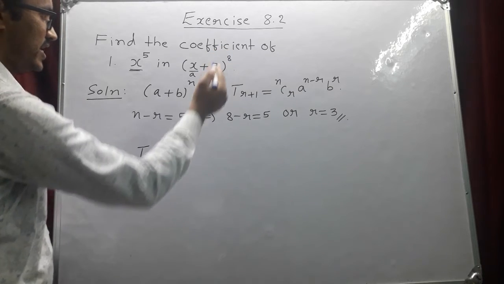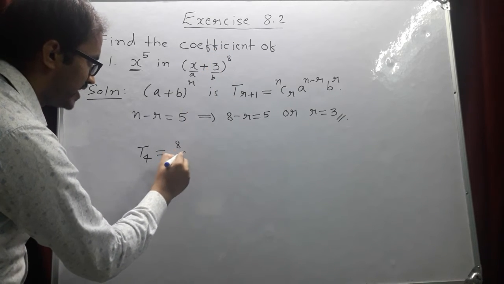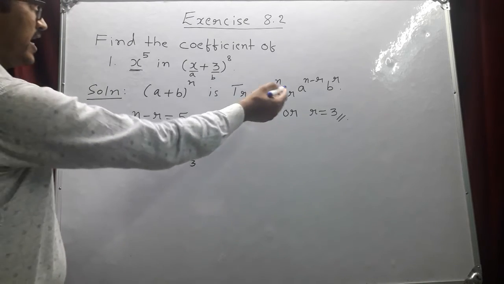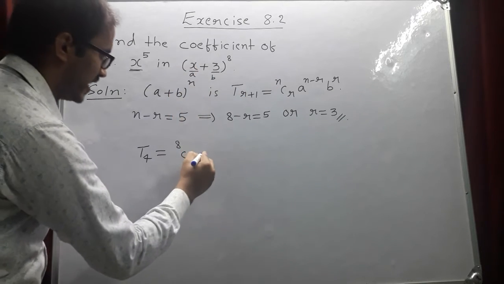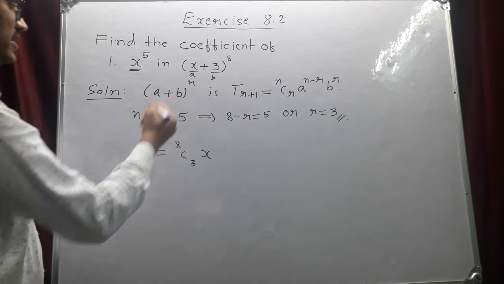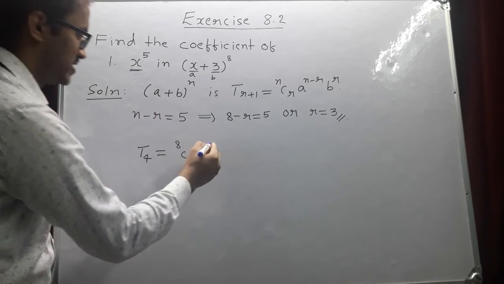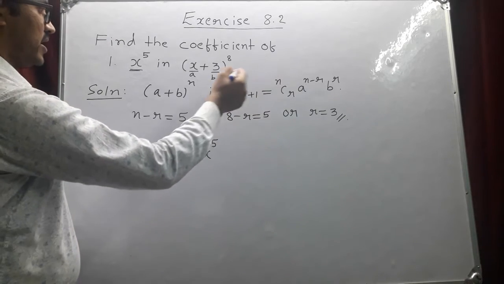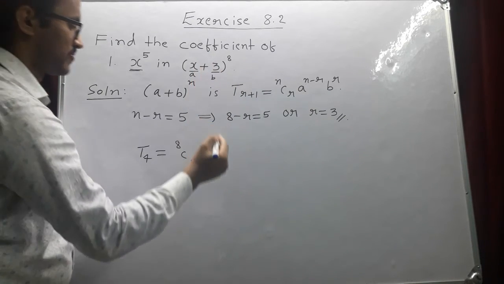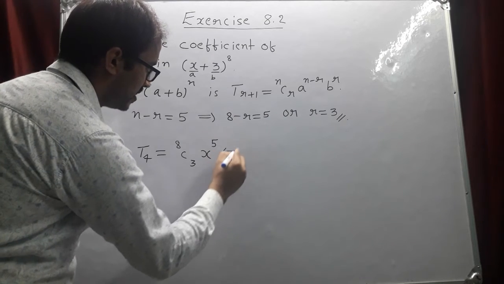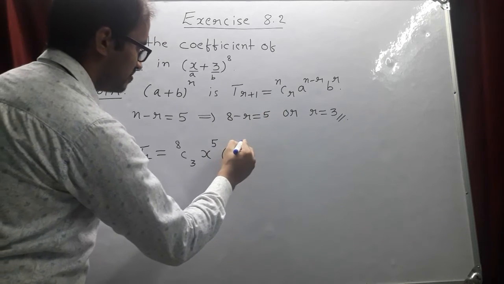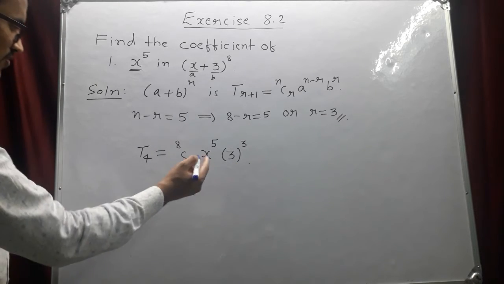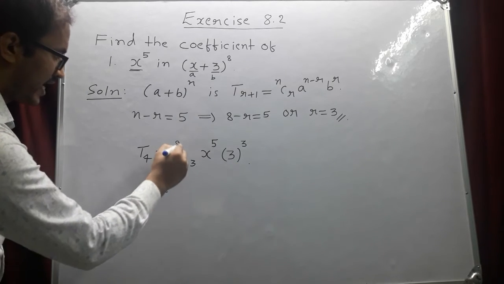nCr, n value is 8. So 8C3, a, in place of a we have x power n minus r. n minus r means 5. b power r, b value is 3, power r, again r value is 3. So simplify this one.